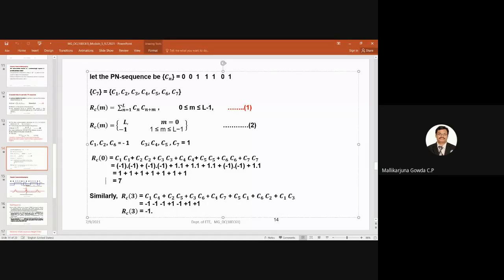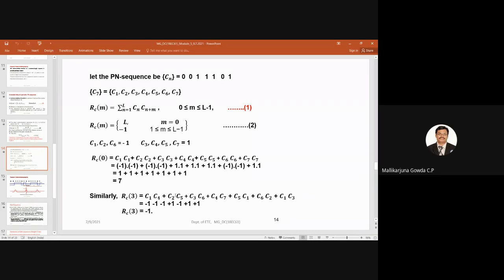Then C1, C3. So C1 is minus 1 and C3 is plus 1. So plus 1 into minus 1 is minus 1. Sir, it should be C7 and C3, sir. Wait, here I think while writing, the subscript is written wrong.